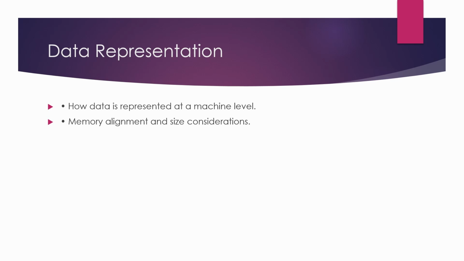How is data represented at the machine level? At its core, data is stored in memory, and understanding the memory alignment and size considerations helps programmers optimize performance and avoid errors. Different languages may represent data in various ways, but the underlying principles are the same.